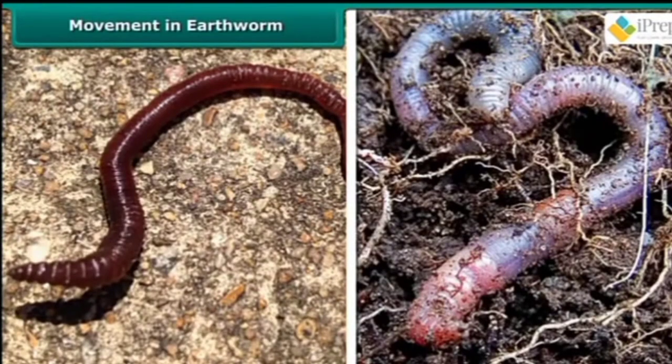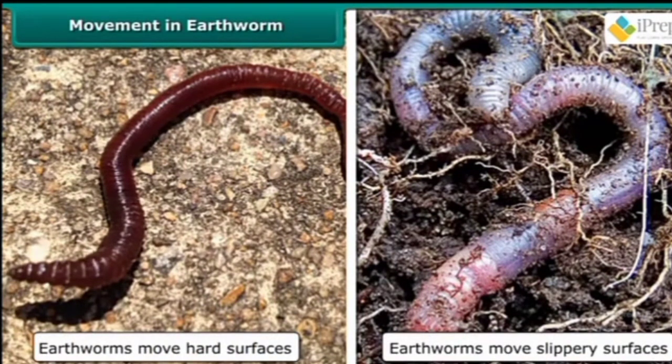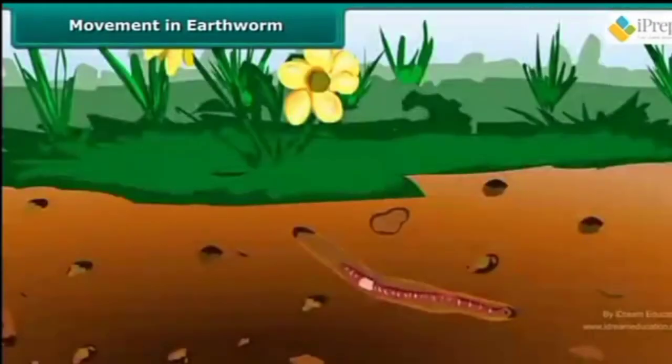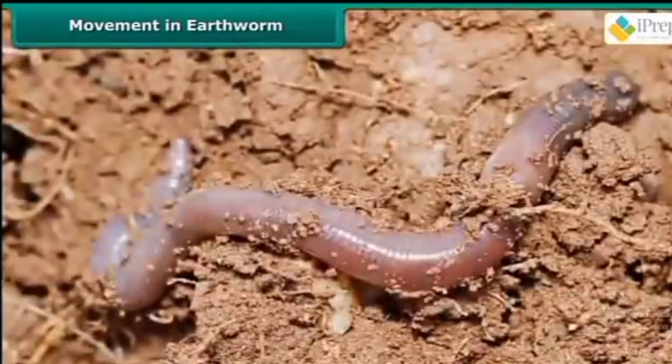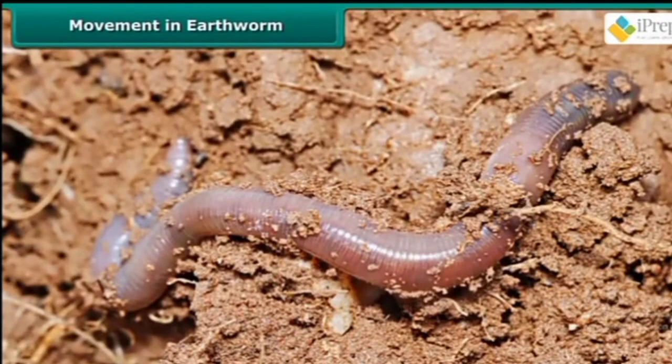Earthworm. Earthworms move easily on hard and slippery surfaces. Earthworms have tiny, stiff hair-like projections called bristles under their body. They grab the soil with the help of these bristles. Earthworms first stretch and then contract their muscles to move. As a result, they cover only a small distance with every move. A slimy substance secreted by the earthworm helps it to move.